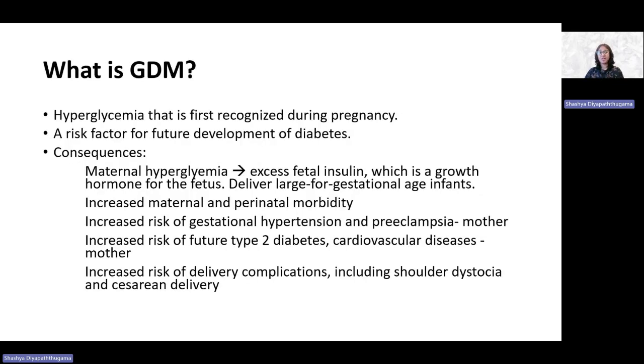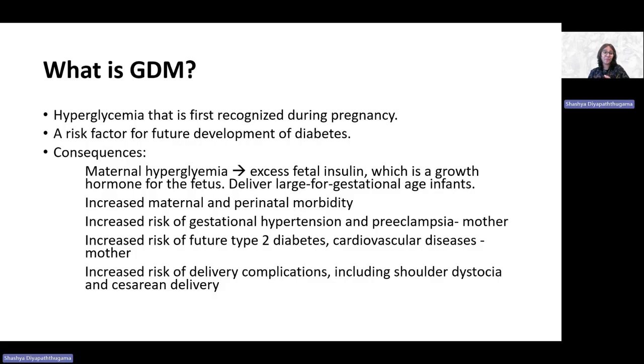So GDM is the hyperglycemia that is first recognized during the pregnancy. So these women have not had diabetes when they were pre-pregnant, but however, when they were screened for GDM during pregnancy, they were identified as having high blood glucose levels. And this GDM has consequences for both mother and the baby.